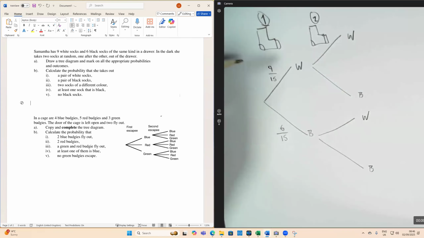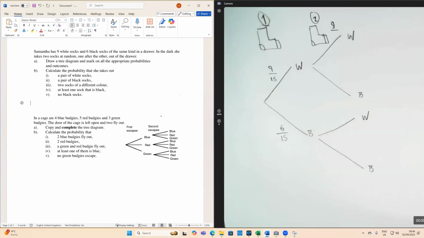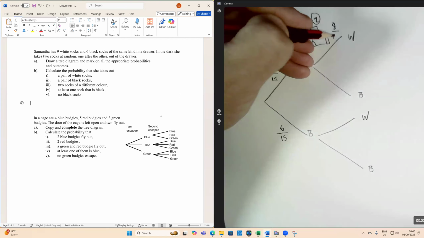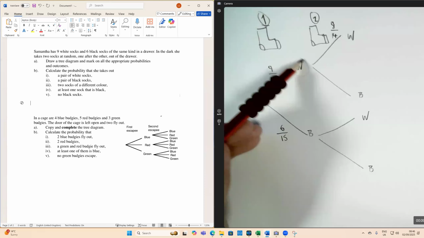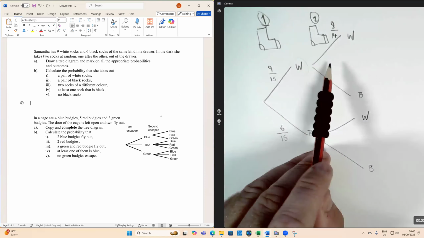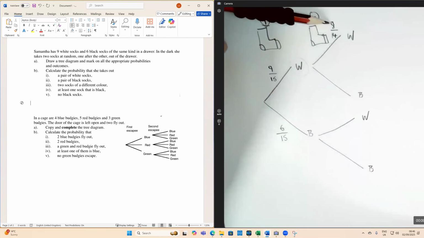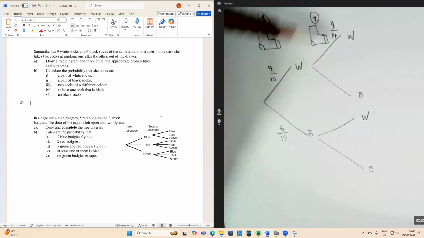So let's imagine if Samantha selected a white sock first. Then there wouldn't be 9 in there when she goes to reach in the second time. There would only be 8 white socks in there. And there wouldn't be 15 socks in there. There would only be 14 socks in there. So if Samantha took a white sock out first, when she reaches in the second time, the probability of getting a white sock is now 8 out of 14 because the number of white socks has gone down by 1 and the number of socks altogether has gone down by 1.